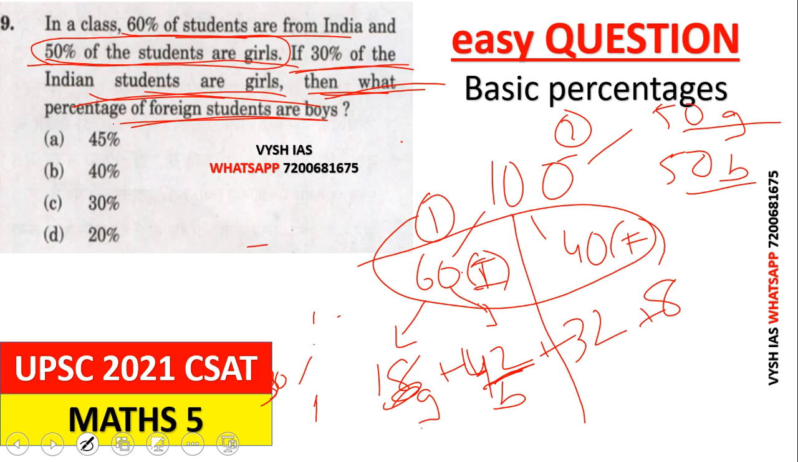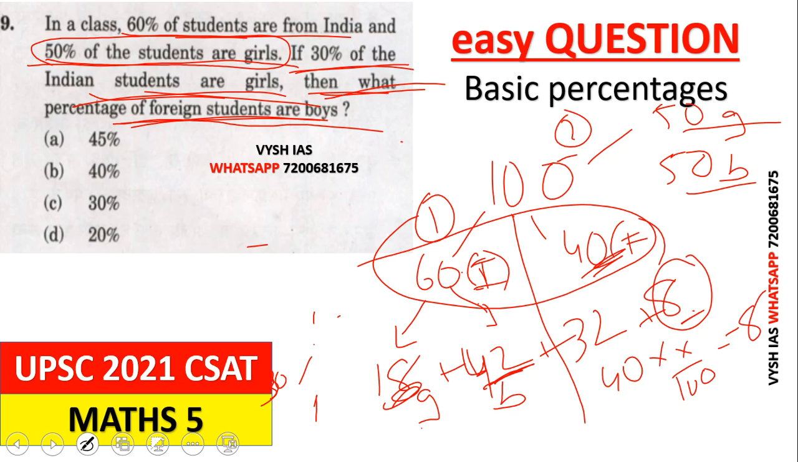Question is, then what percentage of foreign students are boys? Meaning we got the number. We got that 8 foreign students are boys. But what is the percentage? So what percentage of 40 is 8? That is the basic question. Okay. What percentage? 40 into x by 100 is 8. This is what they are asking.